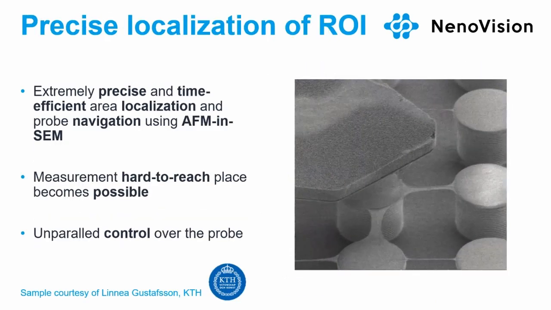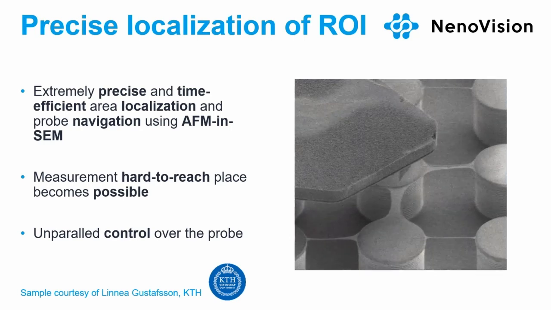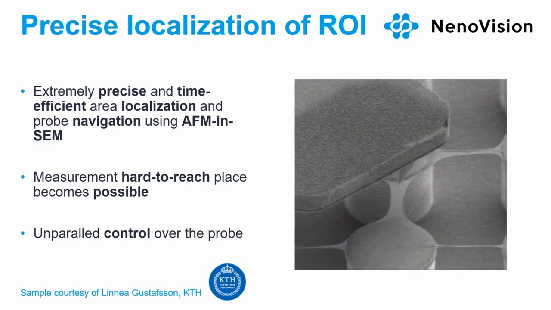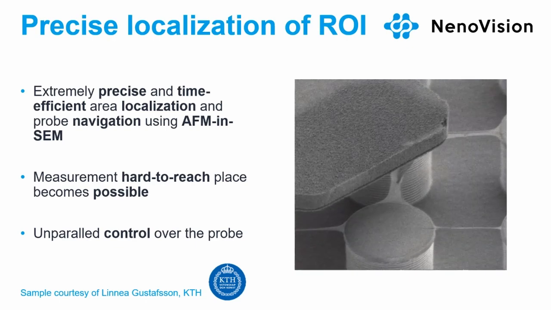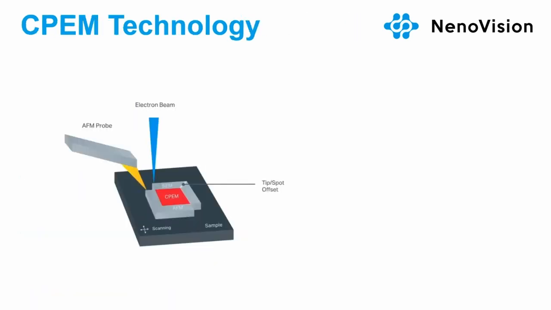The third one is again the most straightforward one: precise localization of the region of interest. If you look at this video, you see the AFM tip and how we point to the nanowire. There is no other way to measure the mechanical property of such a nanowire than using the AFM inside the SEM. I have mentioned several times the CPAM technology, correlative probe and electron microscopy, as we say.